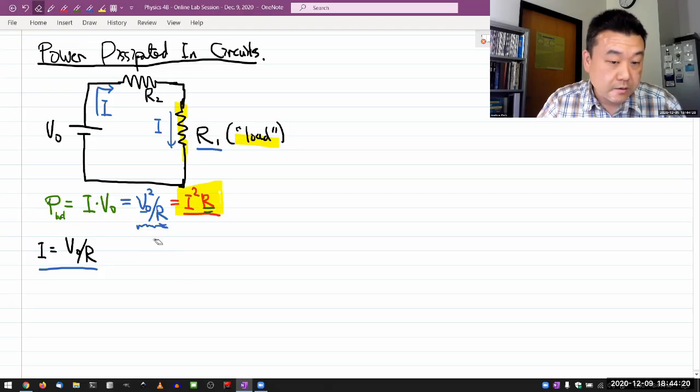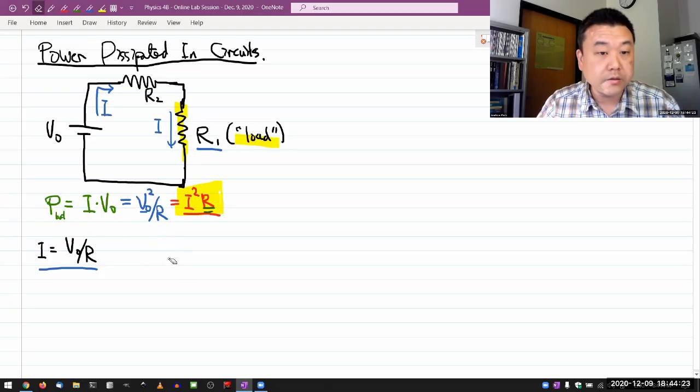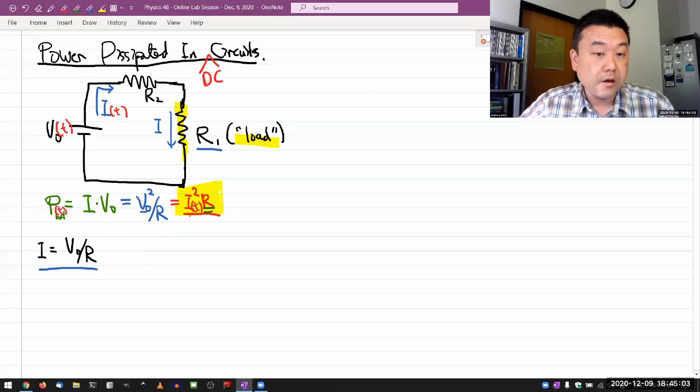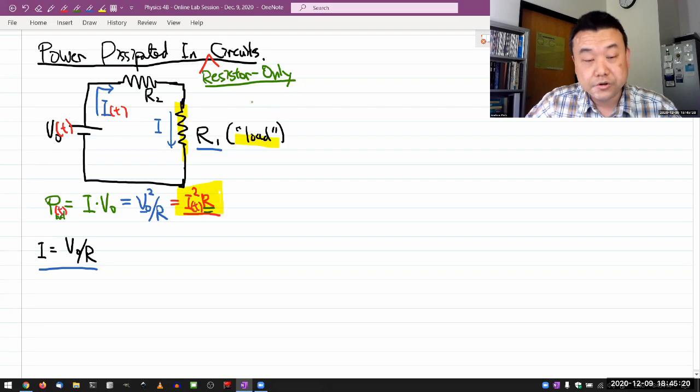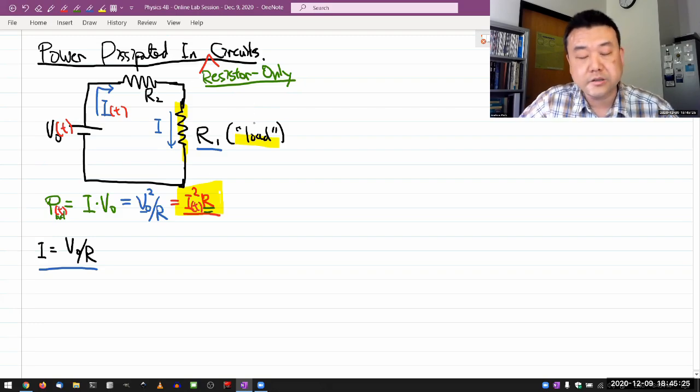So this is a review of power dissipated in a circuit. I guess what I really mean to say is not necessarily a DC circuit, but maybe a more correct way to say it is a resistor-only circuit. Things get more interesting when you have more than just two resistors.